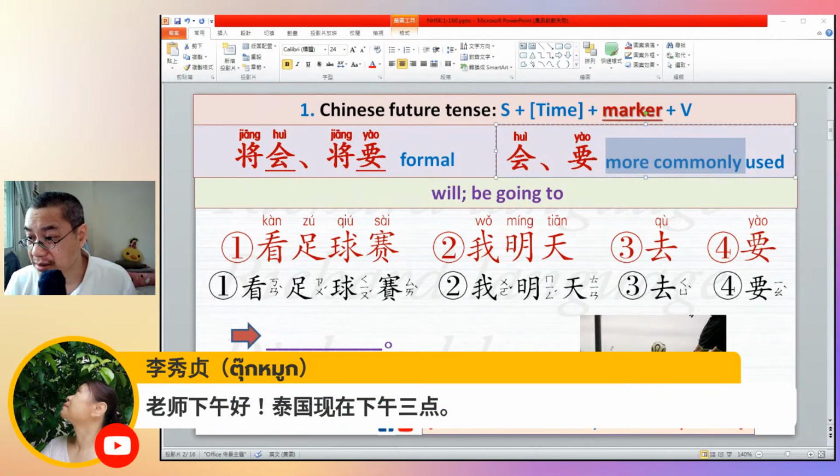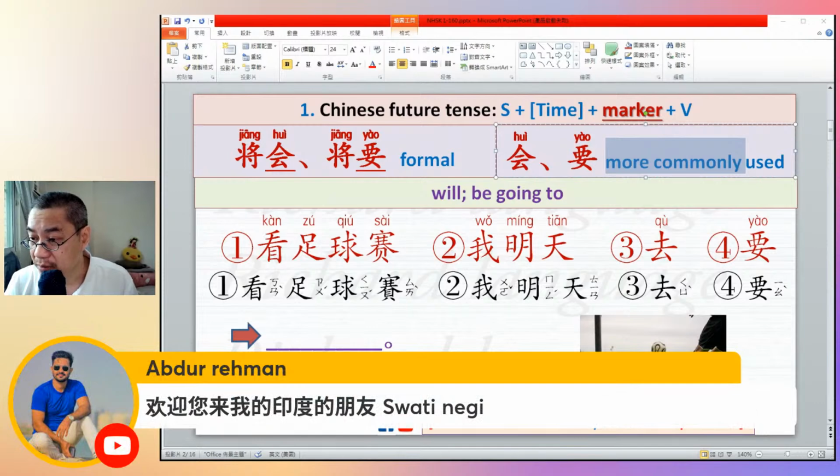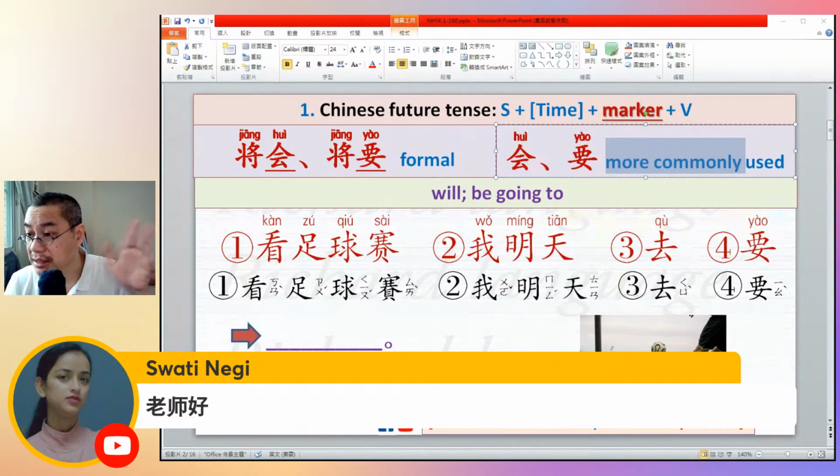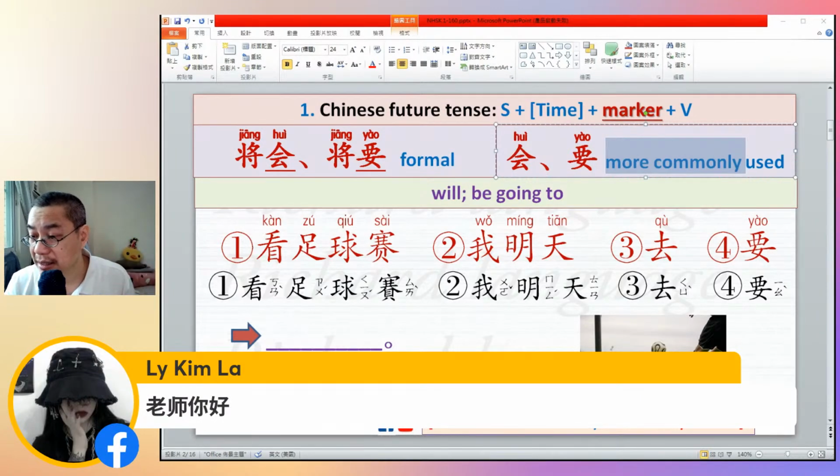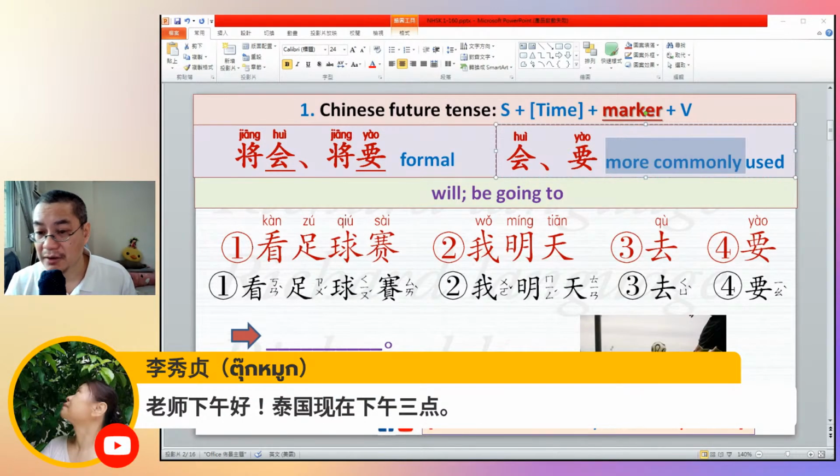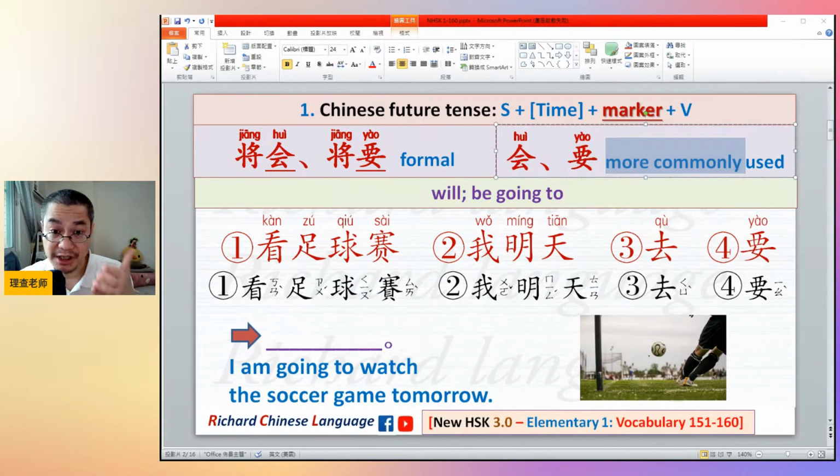Hello, 秀珍，欢迎你来，我的印度朋友 Swati. Oh, Swati, hello, Swati. Hello, Kingla. 秀珍哦，好.